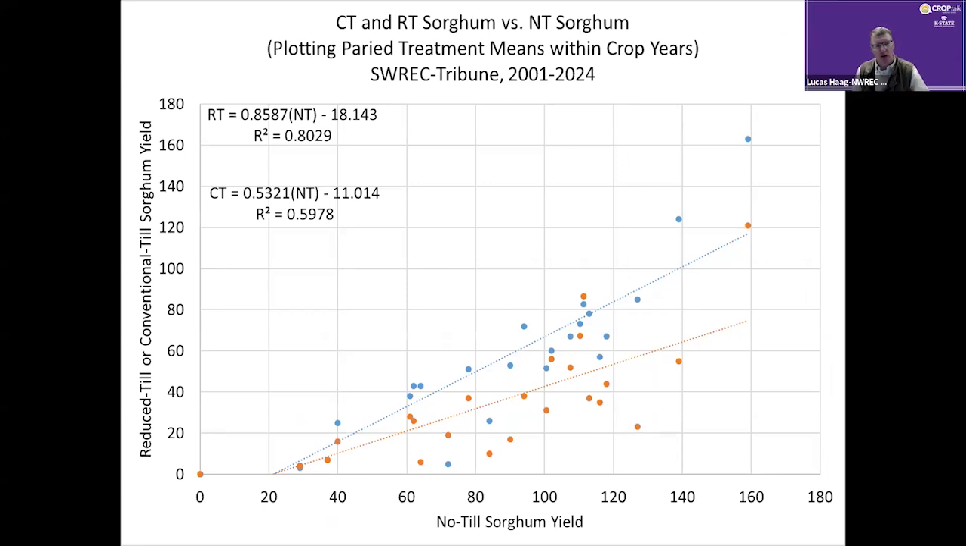Okay, similar to what I showed earlier on the wheat, this is just saying, okay, what's the yield of the reduced till or the conventional till versus the no-till sorghum? And again, like the wheat, as yield environment goes up, we tend to see those things spread apart. The exception to that would be that 2017 year when we were raising 160 bushel sorghum, and we really didn't see that difference between the no-till and the reduced till. But in general, at higher yield environments, we tend to see a little bit wider spread in that data.